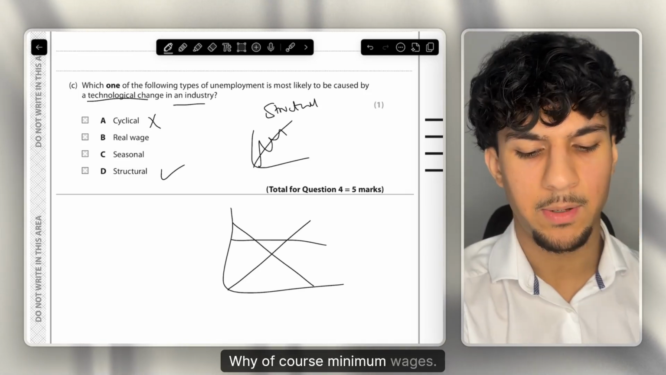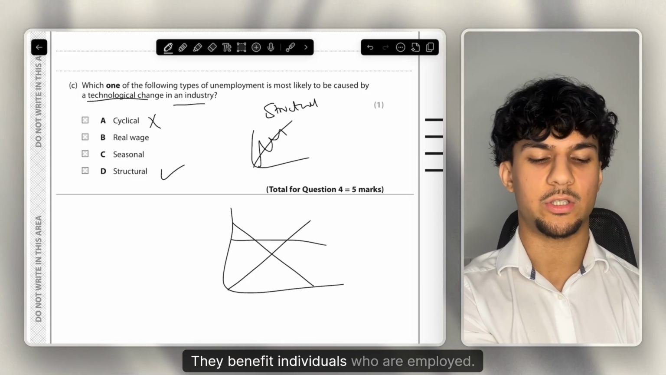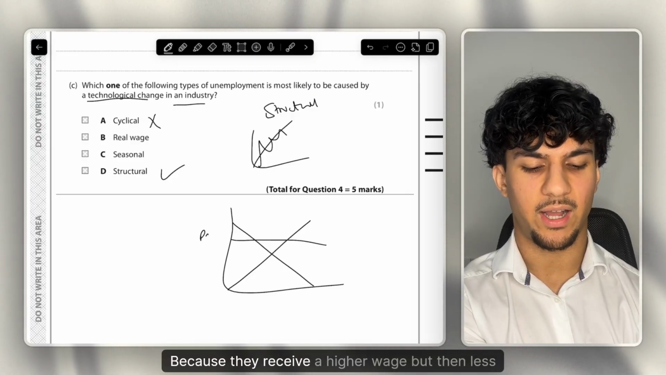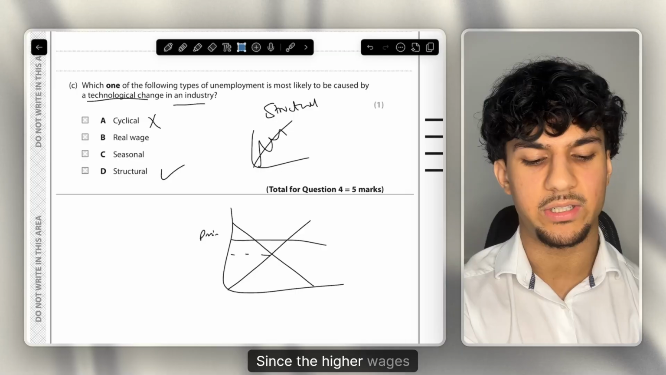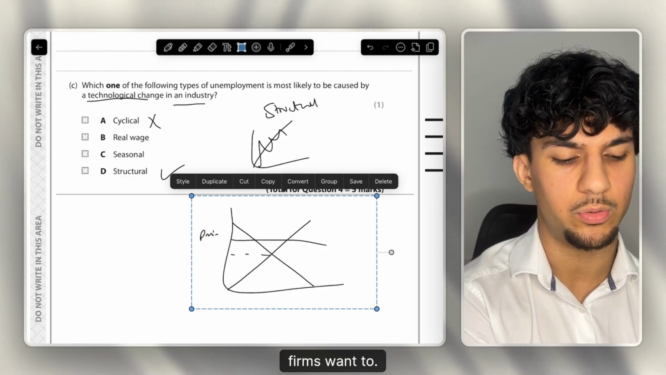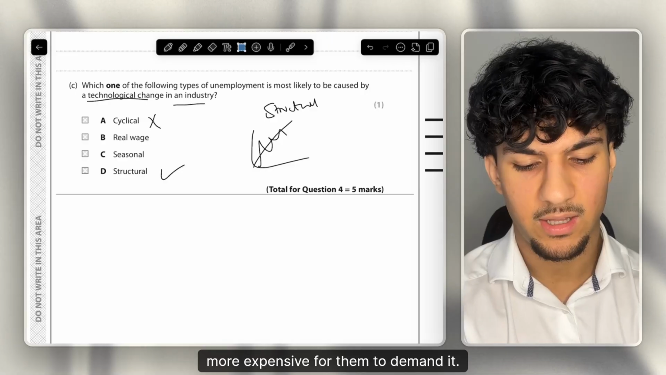Since, of course, with minimum wages, the easiest summary is that they benefit individuals who are employed. Why? Because they receive a higher wage, but then fewer individuals are employed. Why? Since at higher wages, firms don't demand as much labour, as of course it's more expensive for them to demand it. And then lastly, seasonal.